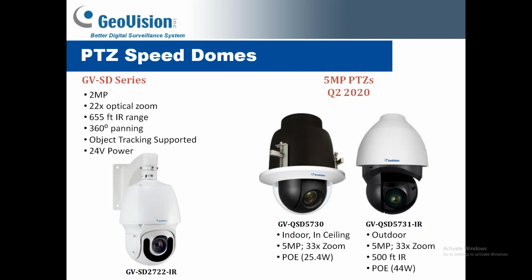You have the QSD series on the right. The main difference between them is the QSD 5730 is indoor and in ceiling mount, and then the QSD 5731-IR is outdoor rated. Both can be powered by a high-powered POE injector. So rather than doing 24 volt, you can do a high-powered injector that we offer as well.